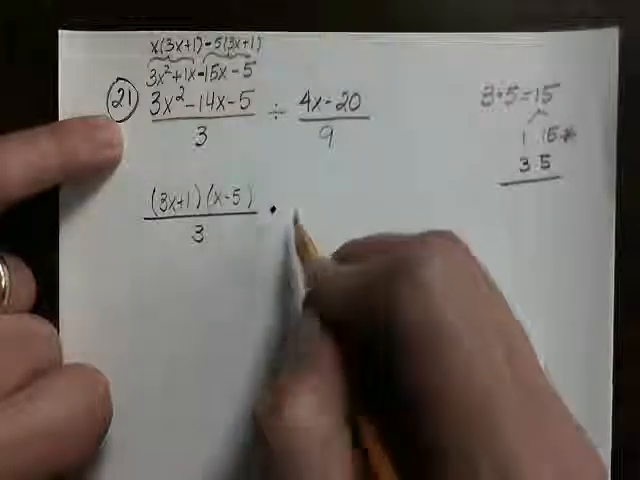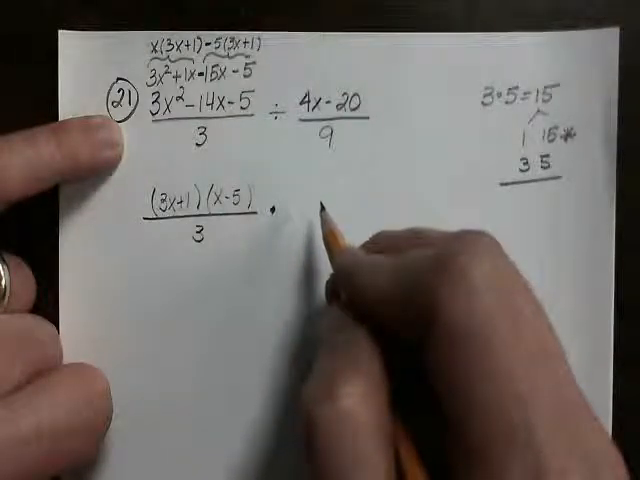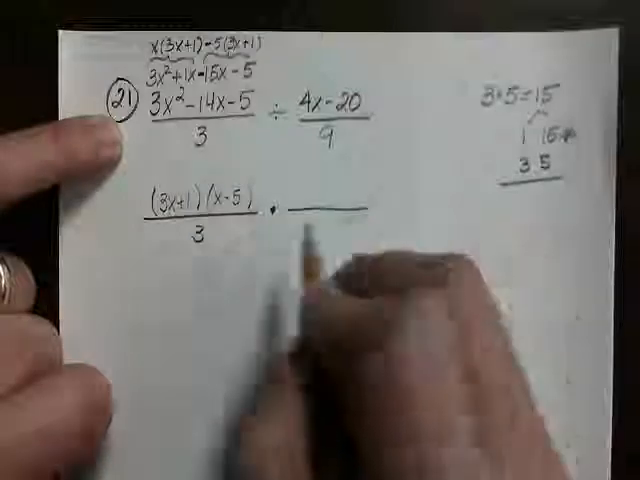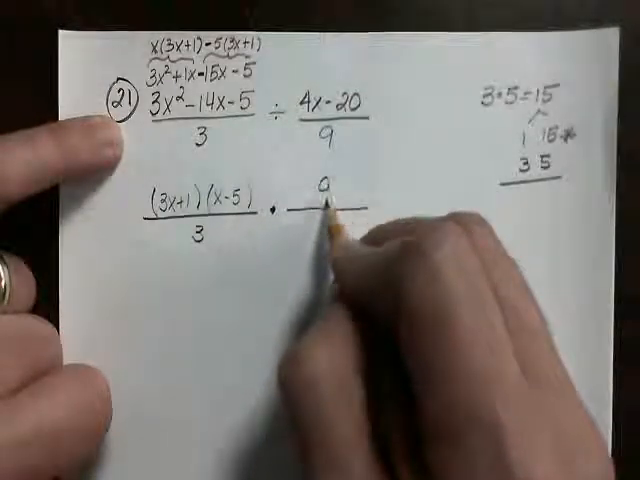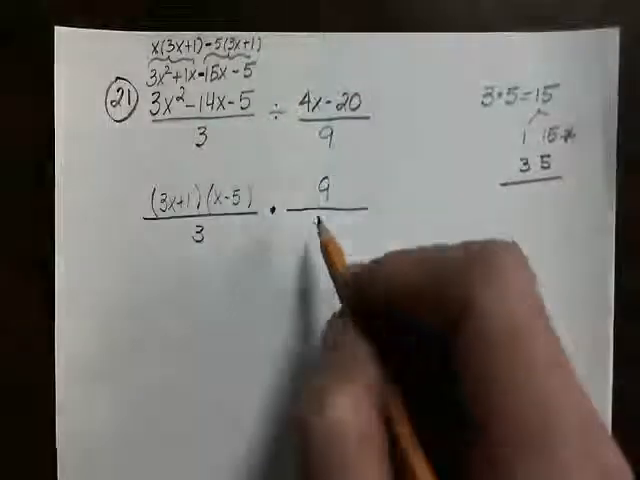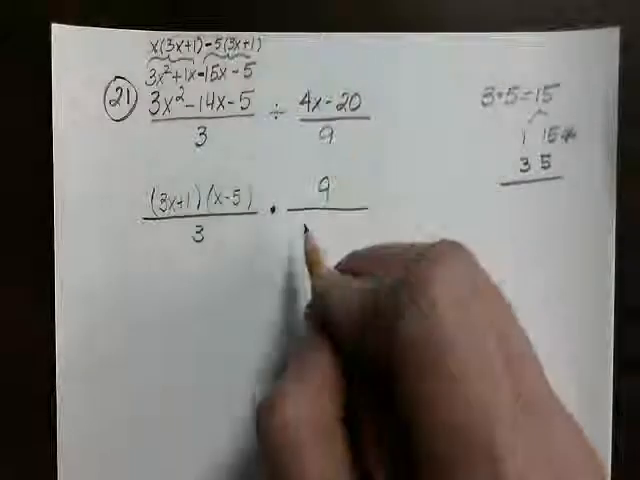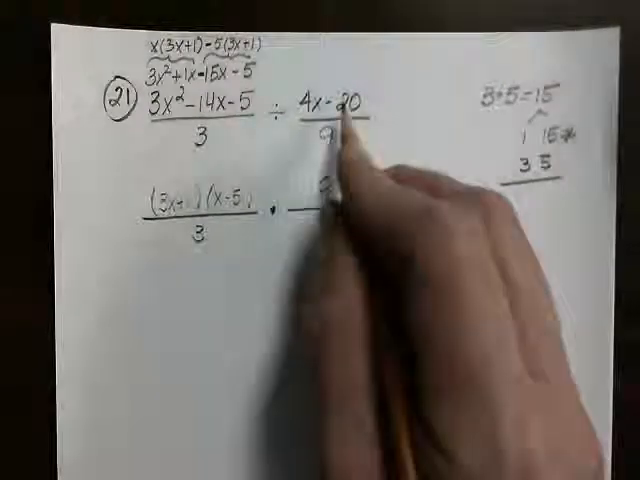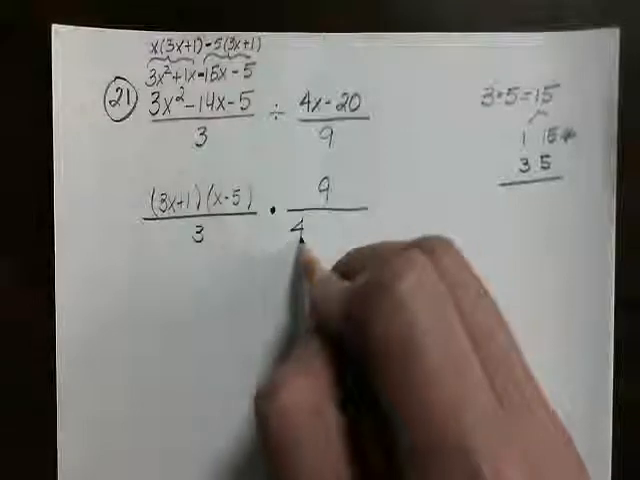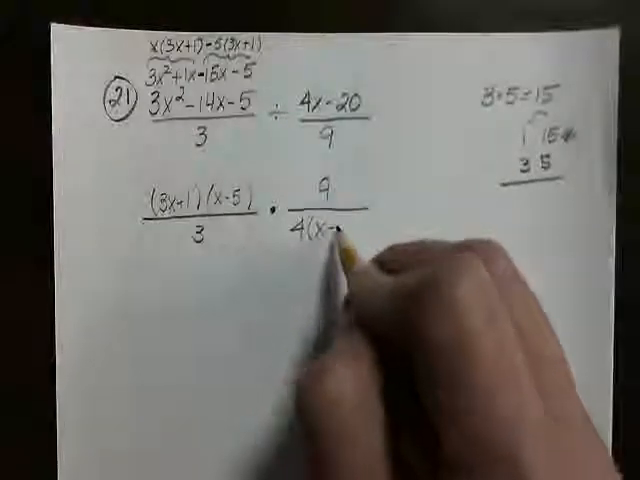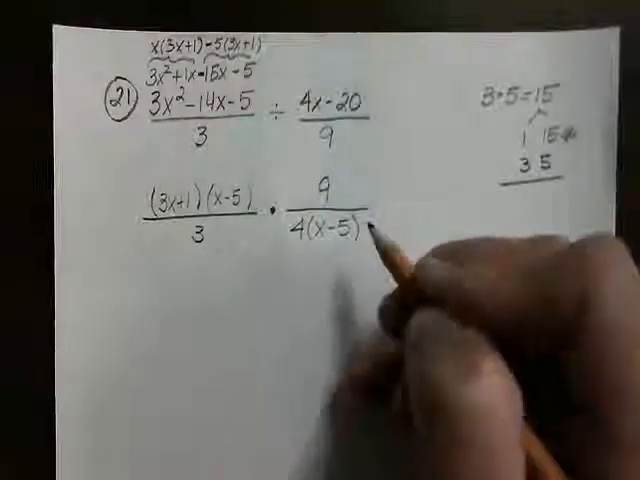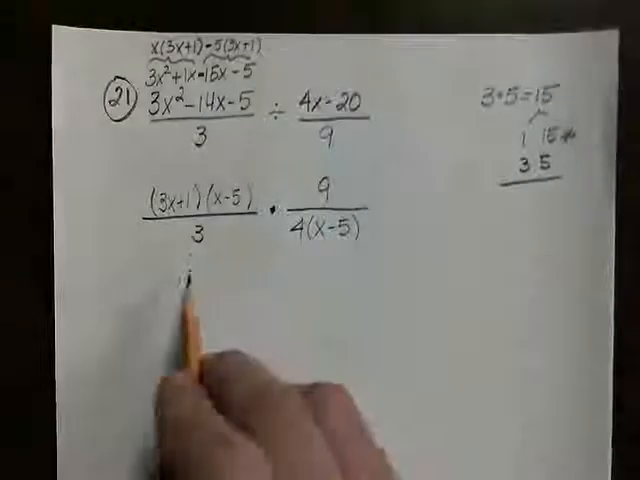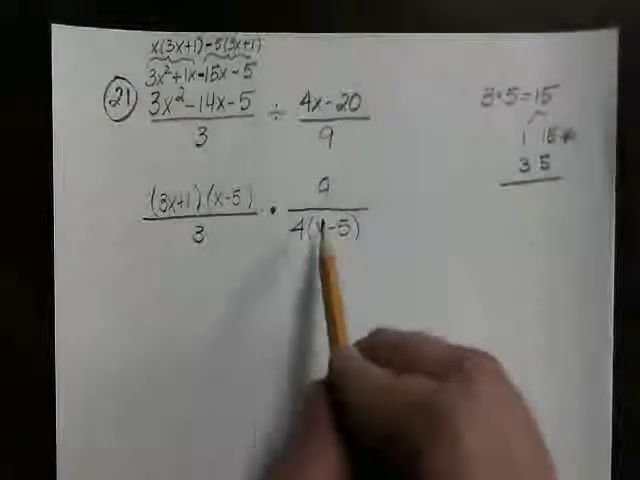Remember, for division of fractions, you change the division to times, and the 9 is going to go on top because you flip the second term. And on the top, what number goes into 4x and 20? The answer is 4. So that means it's going to be 4 times x minus 5. I factor the top and the bottom.